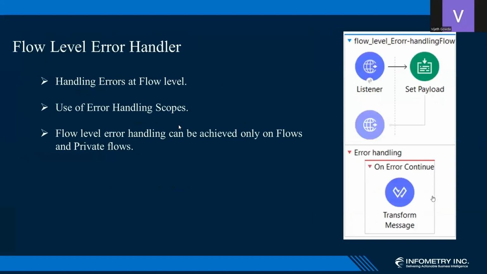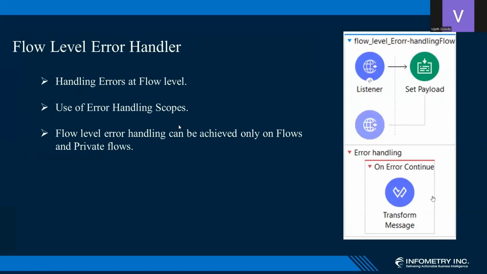So, flow level error handler. The flow level handler is the same as what I explained for on error continue and on error propagate. If you want a separate exception handling strategy particular to that flow, we can make use of this flow error handler.